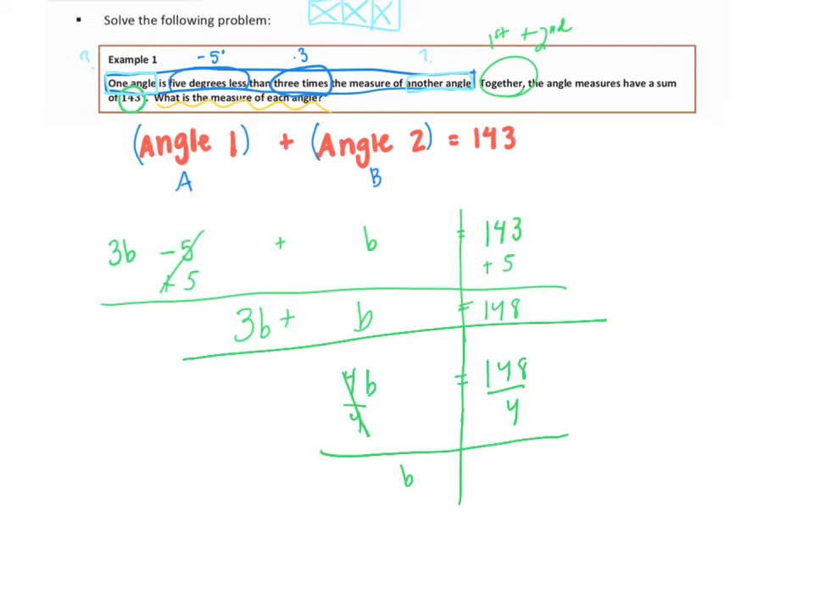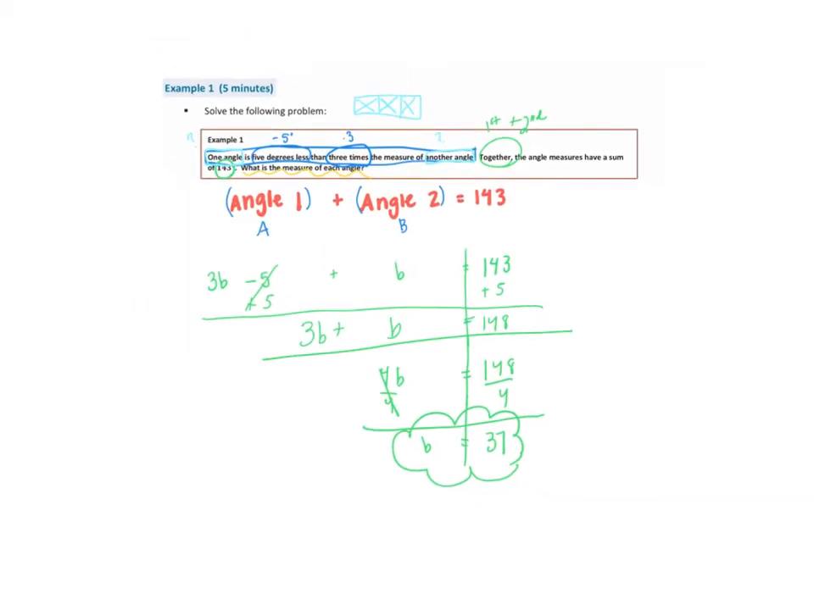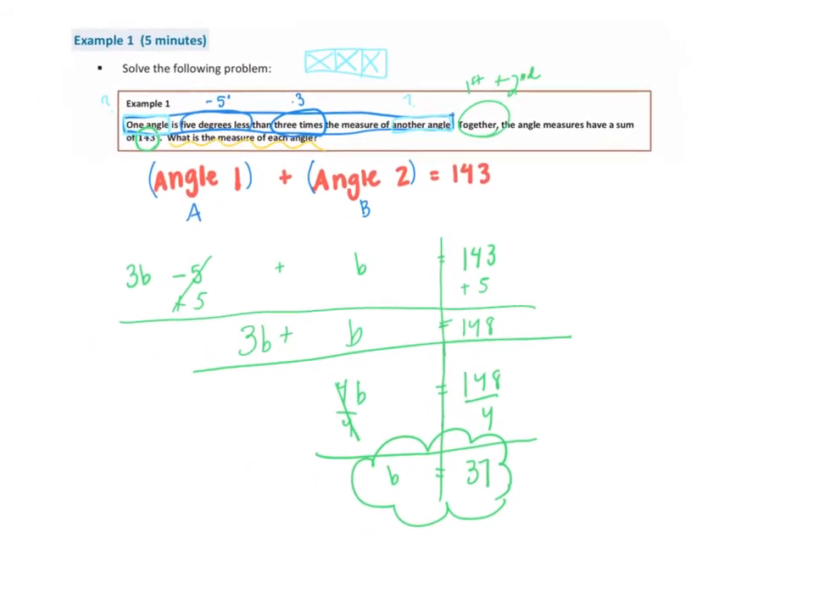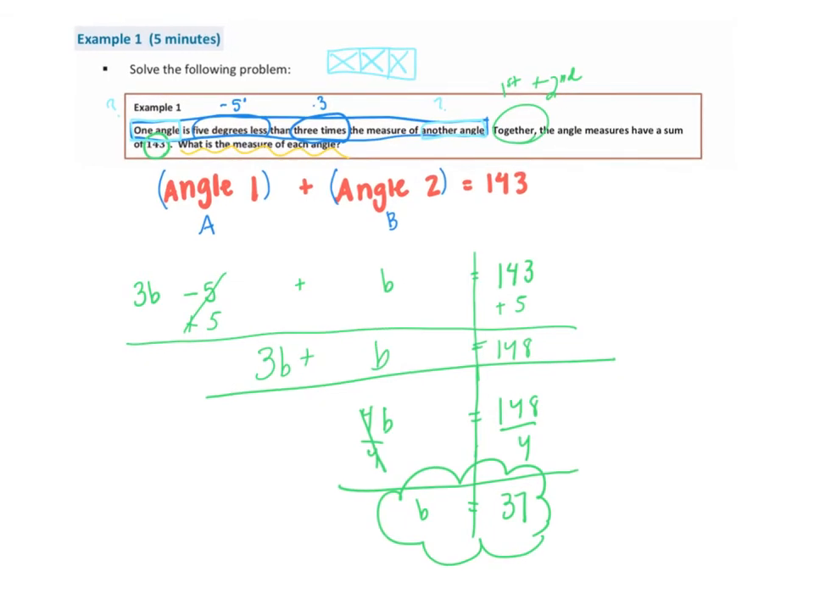Now I could try to do this in my head, but I'm just going to do it on my calculator. You can also work it out on paper, but we all have access to calculators. So 148 divided by 4 equals exactly 37. Cool. So you would think you'd be done, but my question asked me for the measure of each angle. I just found the measure of angle B, right? So now I know that angle B is 37 degrees.